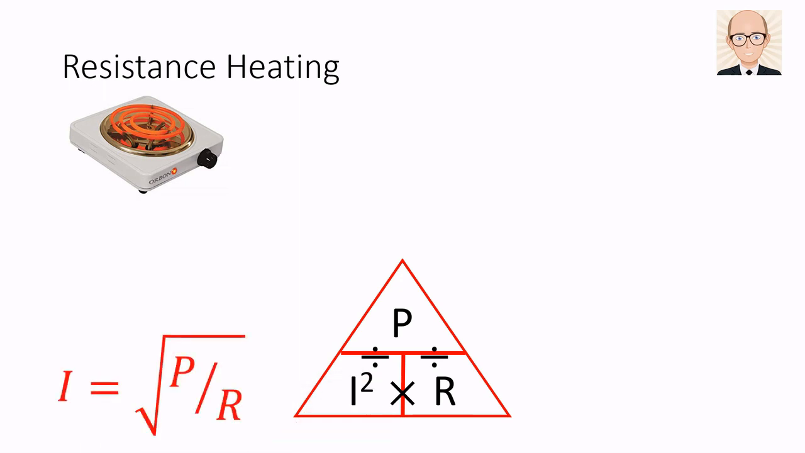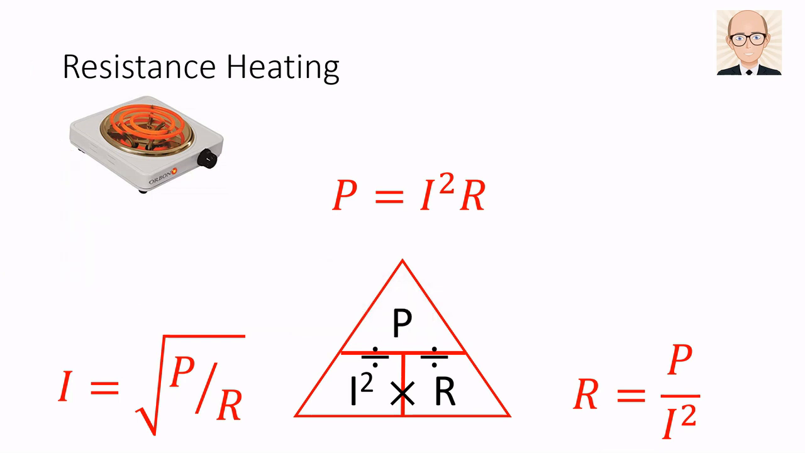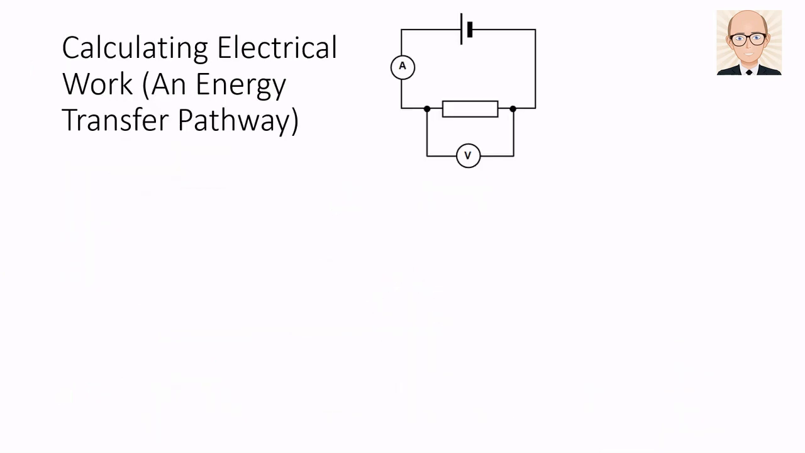We could also rearrange to make resistance the subject, which would give us R equals P over I squared. Finally, we could arrange the equation to make power the subject, giving us P equals I squared multiplied by R. I've talked about quite a few equations in this video.